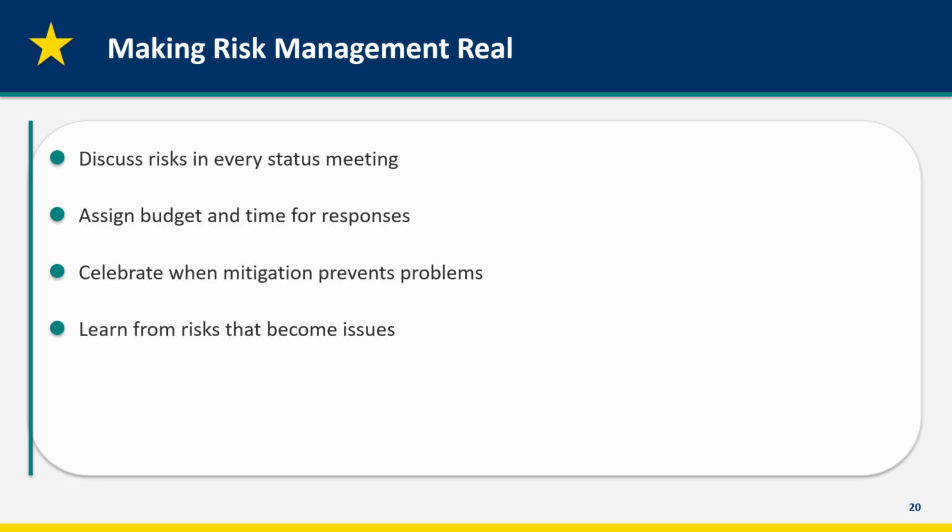If mitigation requires testing, schedule the testing. Don't just write it down. Celebrate when mitigation prevents problems. When a risk doesn't materialize because of your actions, acknowledge that success, and learn from risks that become issues. Every materialized risk is a lesson. What could you have done differently?